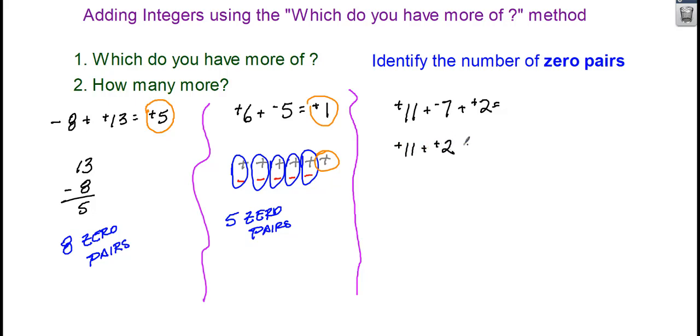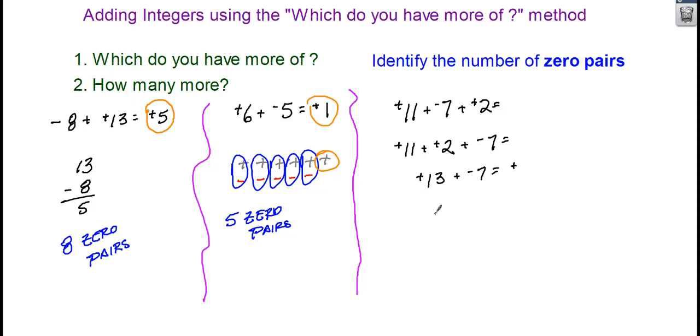Because since it's addition, it doesn't matter what order you add it in. That's true with every addition problem. So we can combine these two and see that we have 13 positives and we're adding that to 7 negatives. And then I can do my steps. Which do I have more of? Well, I have more positives because there are 13 positives and only 7 negatives.